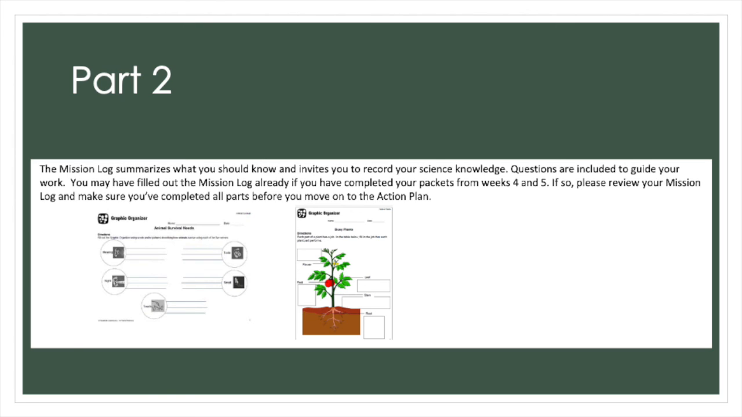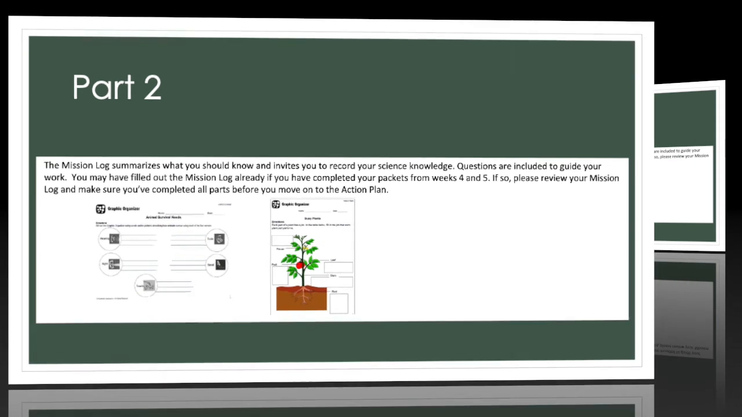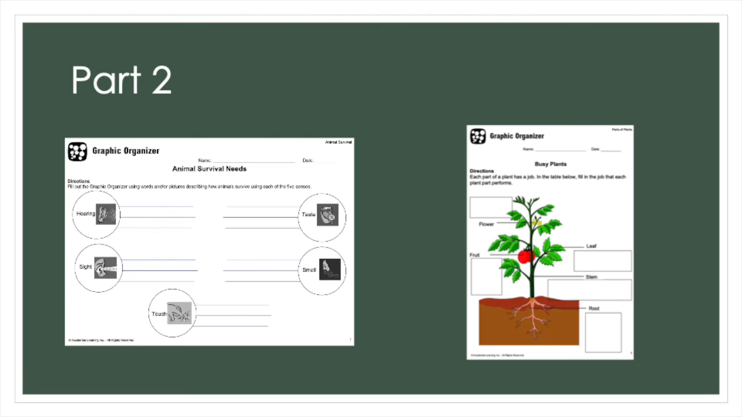You may have filled out the mission log already if you have completed your packets from weeks 4 and 5. If so, please review your mission log and make sure you've completed all parts before you move on to the action plan. Take this moment to pause and look for your mission logs from weeks 4 and 5. Remember, in week 4 we worked on animal survival and week 5 we worked on plant survival.